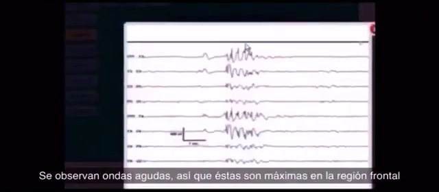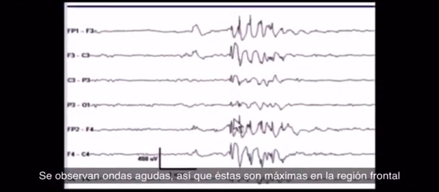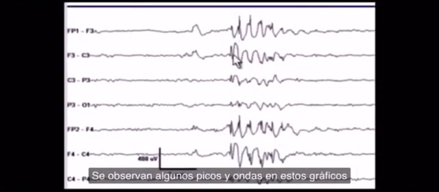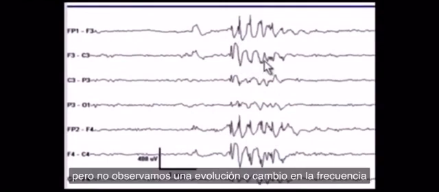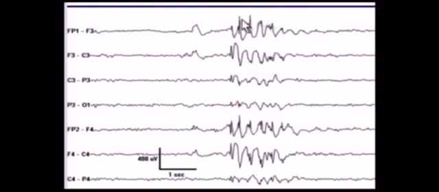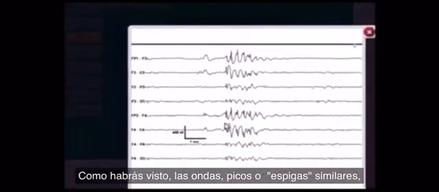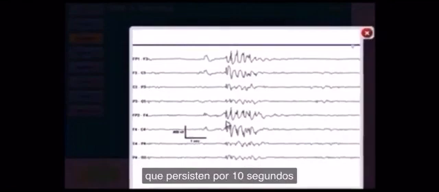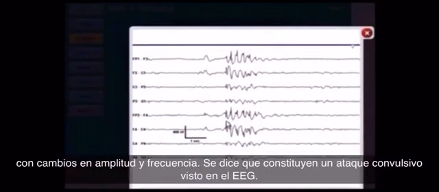And what about this one? You see sharp waves, maximal in the frontal head region. You see sort of a spike and wave discharge, but you do not see an evolution in frequency. If you had seen a similar spike and wave that had persisted, let's say over 10 seconds, with changes in amplitude and frequency, this would have constituted an electrographic seizure.